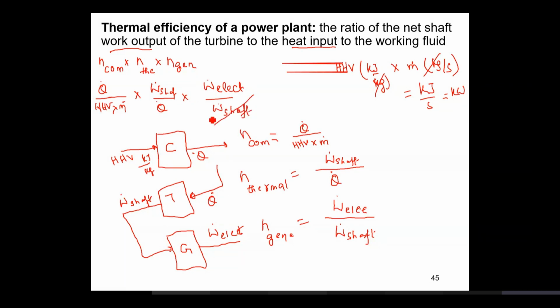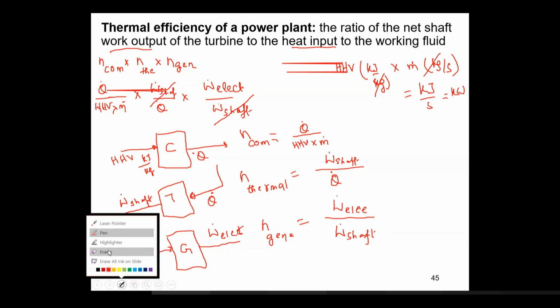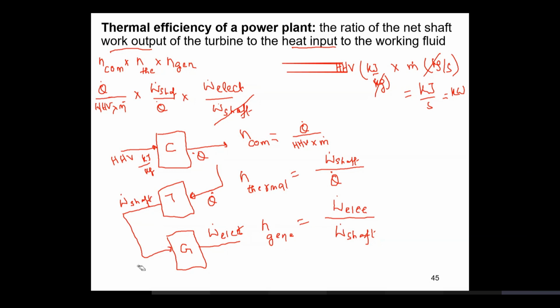And if you see, the shaft work would essentially cancel out. The heat would essentially cancel out. So what you are left with is basically the electrical work that you are taking out, divided by the higher heating value of the fuel multiplied by the mass flow rate. So this is the overall efficiency of your power plant. Is this point clear to you guys?